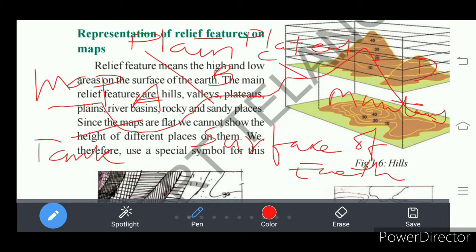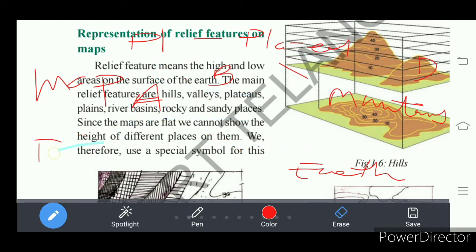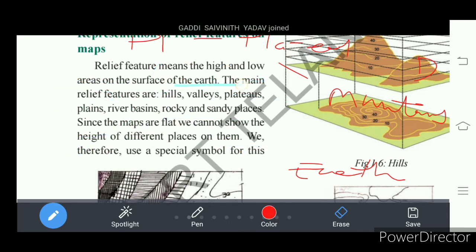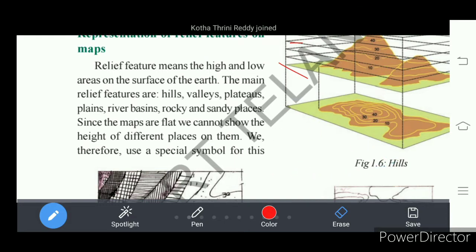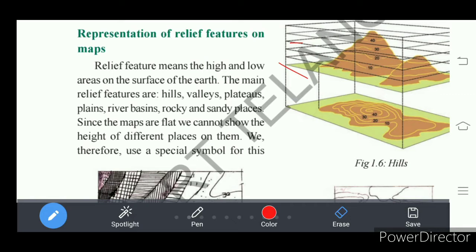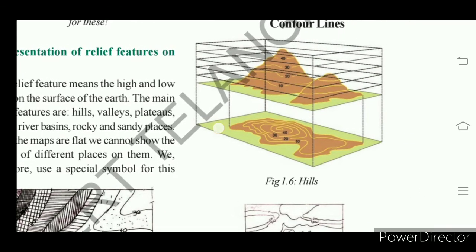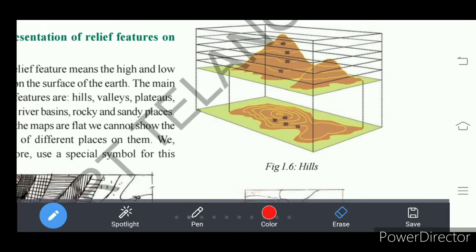On a map. So is it possible to show all these relief features exactly as they are on a piece of paper? No, it's not possible, right? We cannot show as it is. Then what do we do? We use a method to show the places which are at different heights.